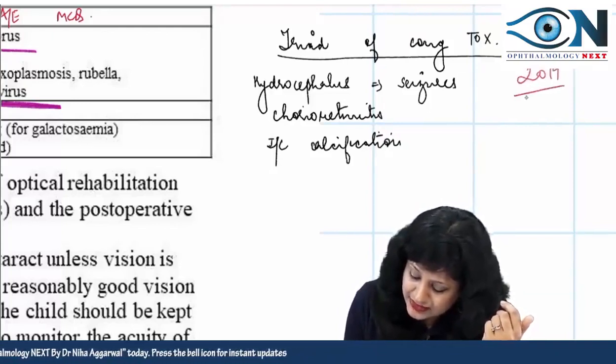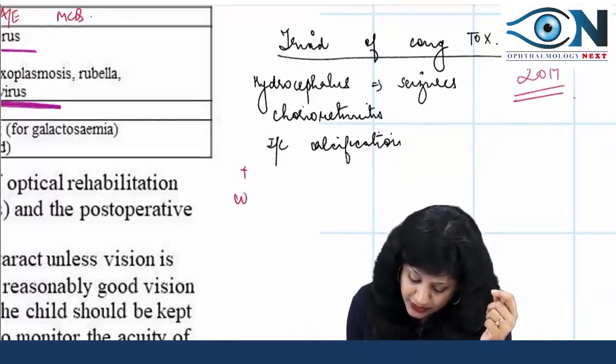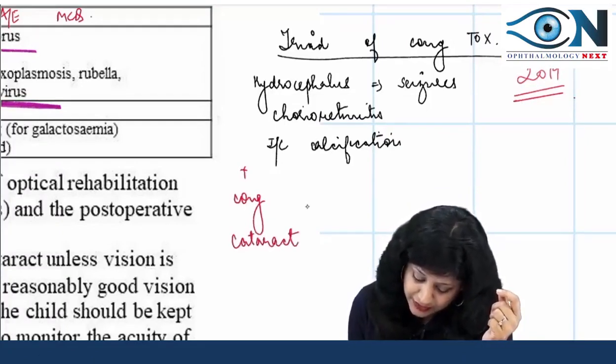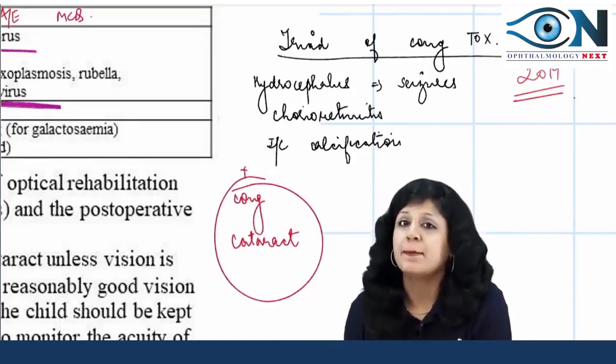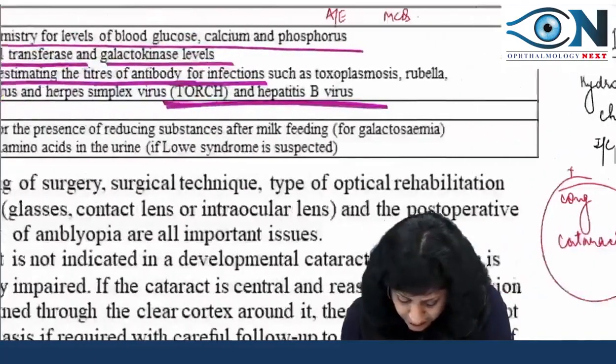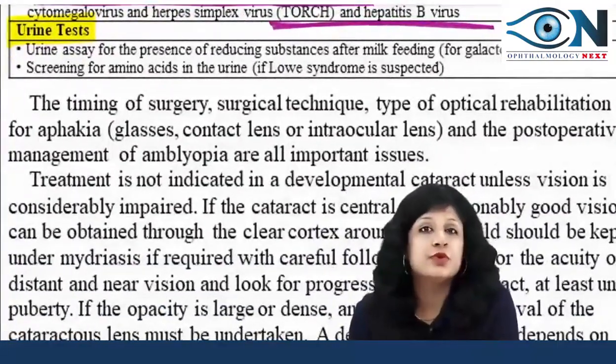in 2019. But the important thing is that we have congenital cataract here, but that is not part of the triad. We have congenital cataract as well, but that is not part of the triad. Very, very important. Okay. Now, what are the urine tests you are supposed to do?